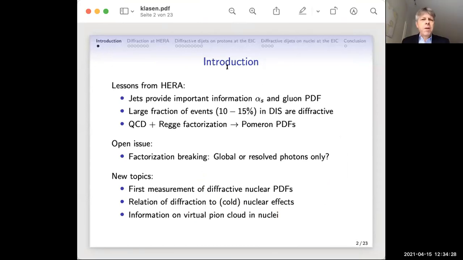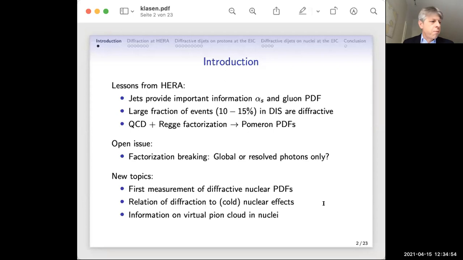Okay, so the PDFs extracted from HERA, as you know, do not describe diffractive dijet production at the Tevatron, and there is a clear sign of factorization breaking. And if you now move from deep inelastic scattering to photoproduction, a desideratum of the HERA results was whether this factorization breaking in photoproduction, which has a point-like and a hadronic component, is global or only for resolved photons.